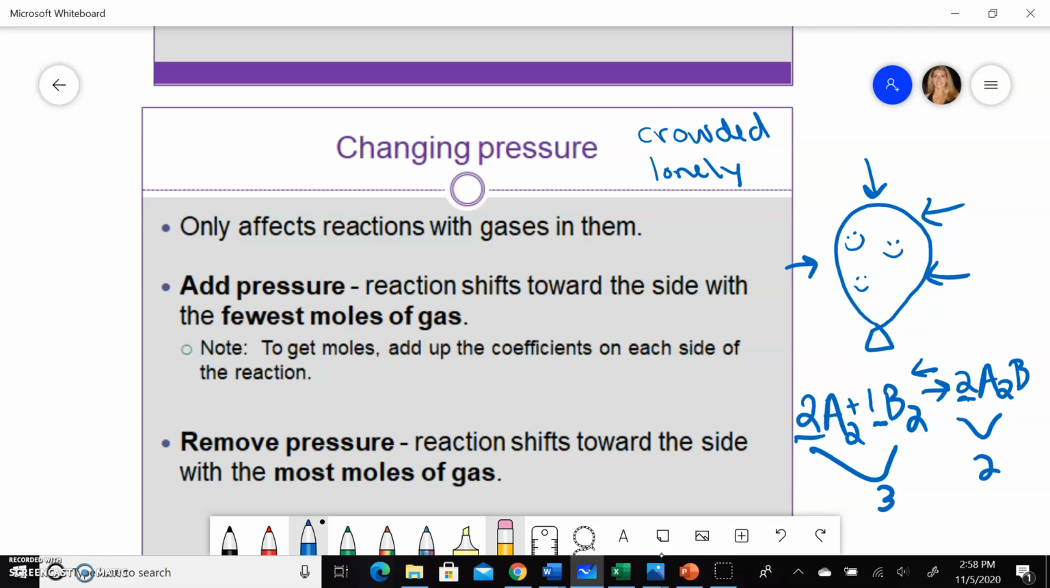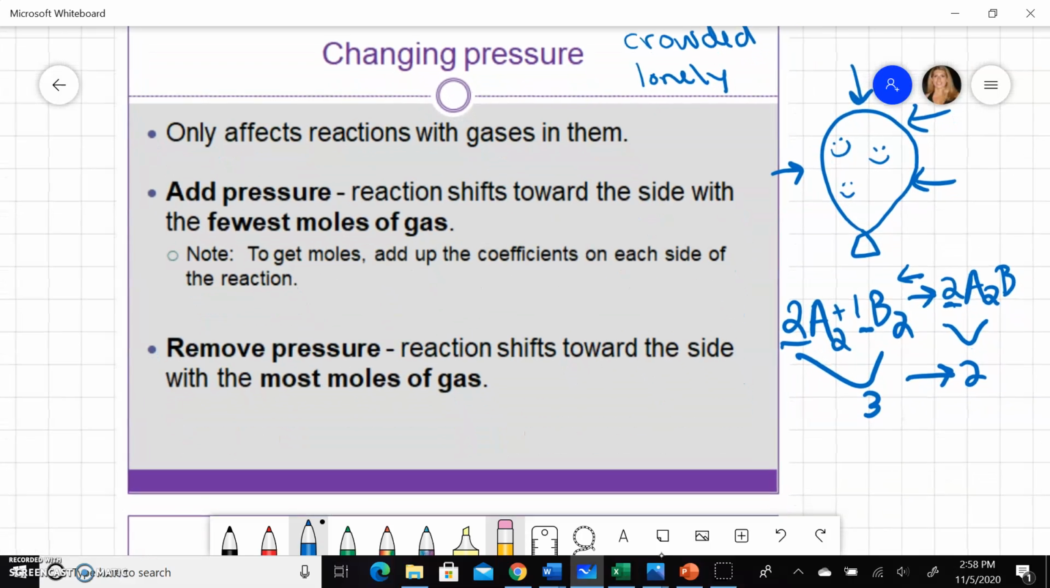So again, you're pushing on the balloon. Those little particles in the balloon are feeling more and more crowded. So the reaction is going to shift to whichever side has a lower number of mole-to-mole ratios. So in this case, the product side only has 2 compared to the reactant side has 3, so it would shift towards the products. Now that's going to change for every reaction, which is why you can't just put that it shifts right or left, because it depends on the reaction.